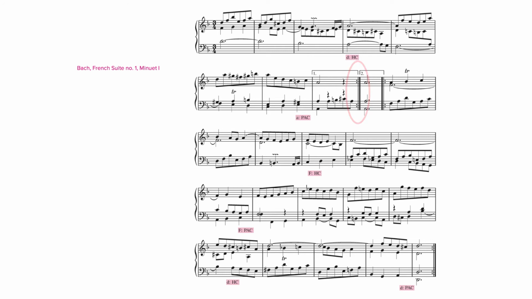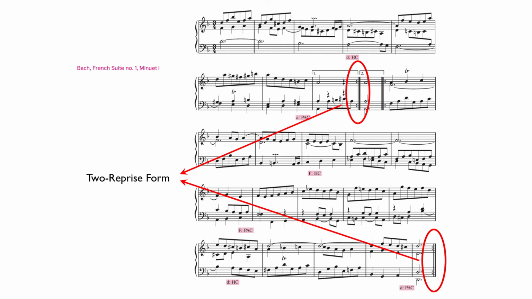In this example, we have two repeat signs. The first one is at the end of the first section, and the second one is at the end of the second section. In that case, we talk about two reprise form. We have to mention that because the aural result is not A and B. What we hear is A and B. This is then two reprise form. Another kind of binary.